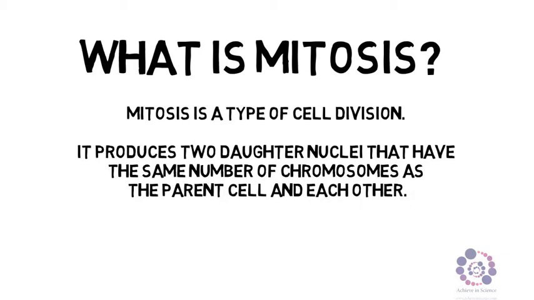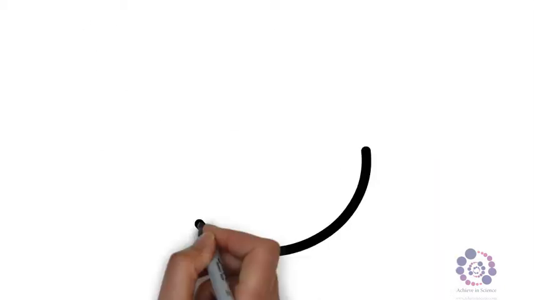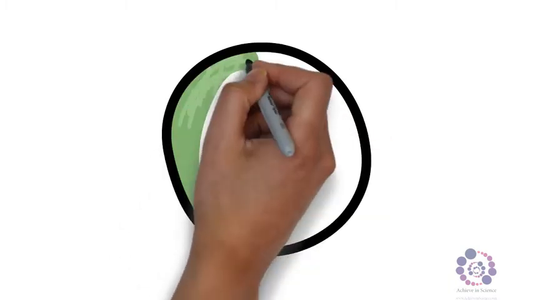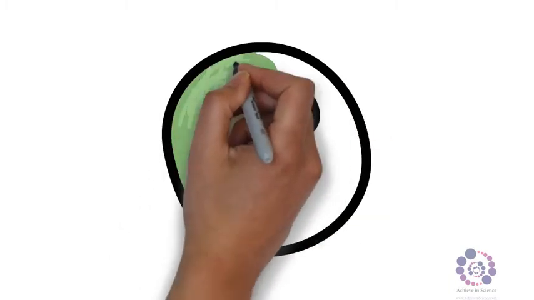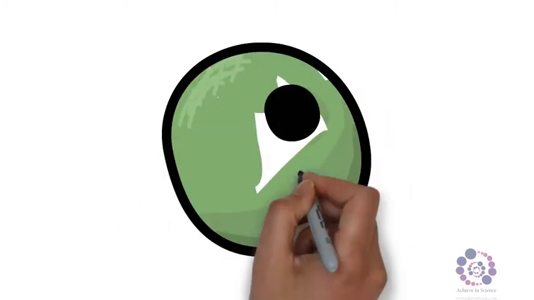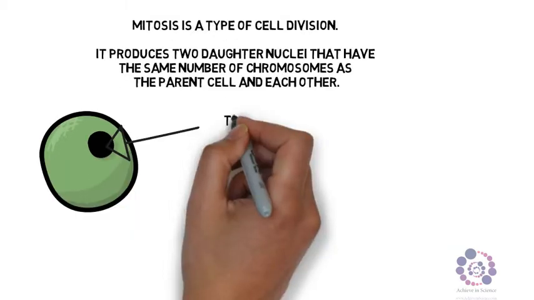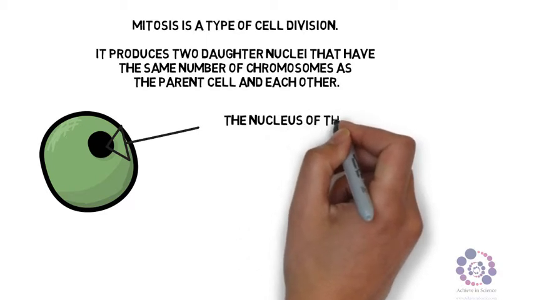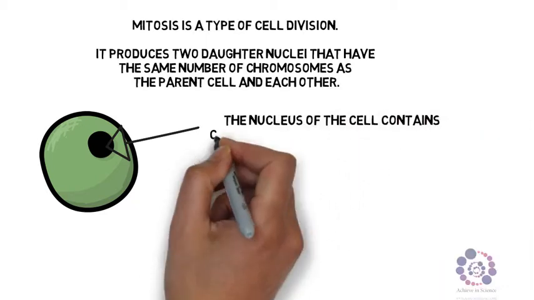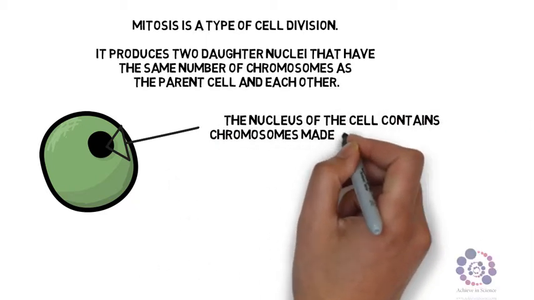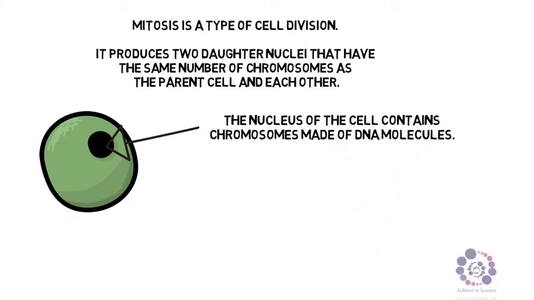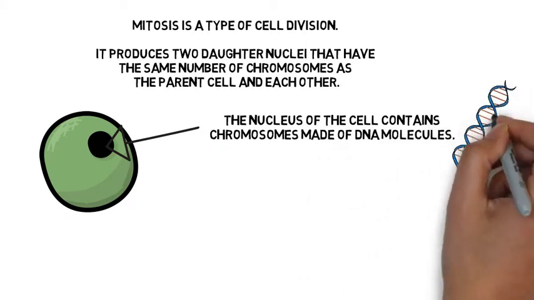So if we take a human cell, take for instance a skin cell, we'll find that it has a nucleus. If we look inside this nucleus, we'll find that there are chromosomes. And we will find that these chromosomes are made up of a DNA molecule. Let's have a look at these chromosomes then.